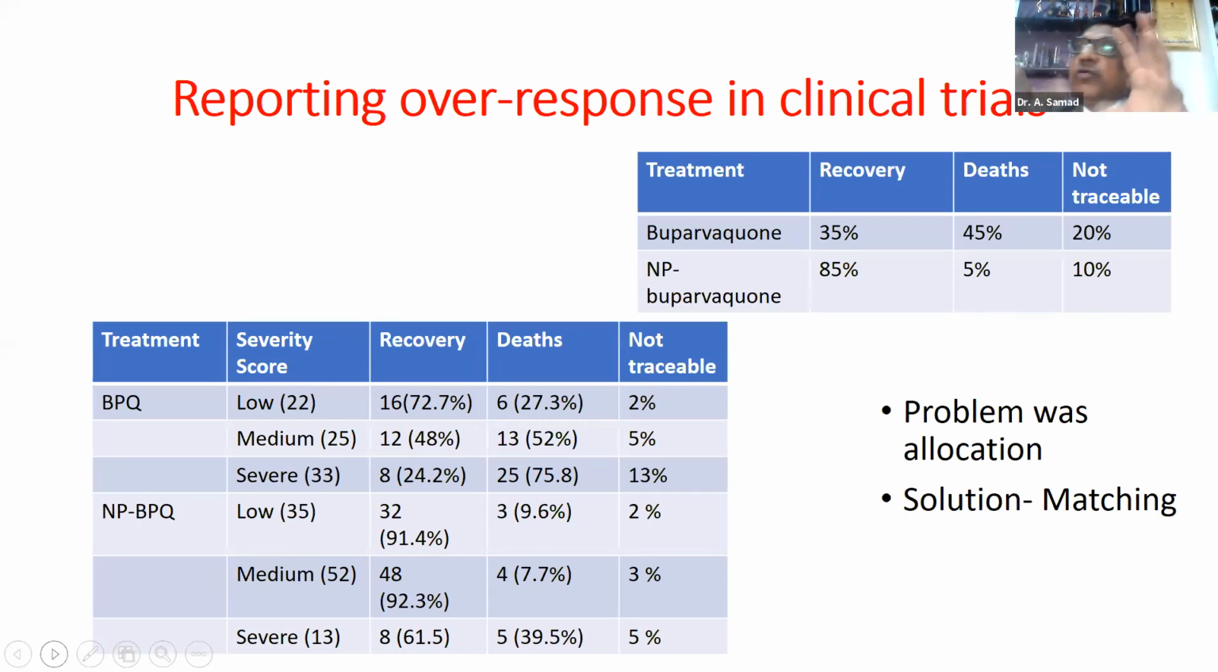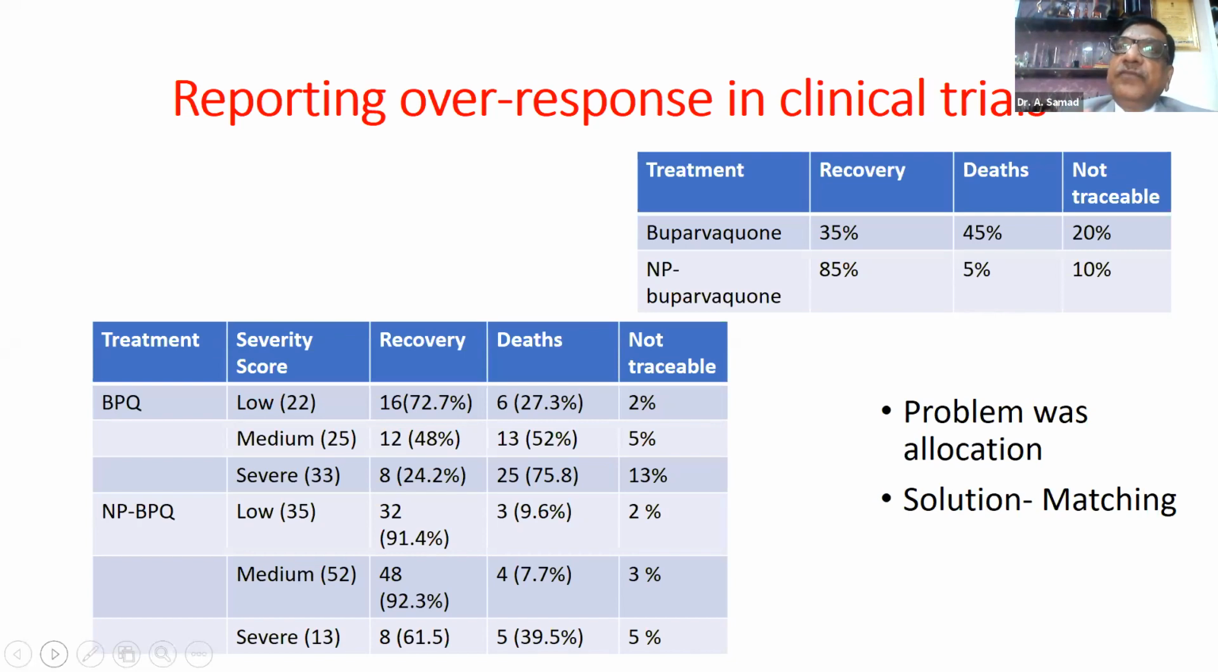Now remember, buparvaquone is a drug which is already available in the market, and is being used. So naturally, it must be effective, but it can't be 35%. So I got a suspicion. I said there is something wrong here. So I told him, let's stratify your data into low severity, medium severity, and very severe.